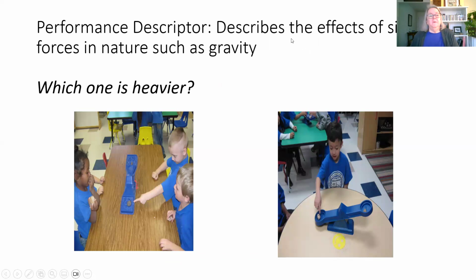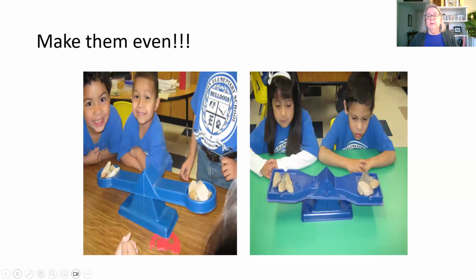So then, if we look at another performance descriptor, the effects of simple forces in nature, such as gravity, using a simple balance scale to determine which one is heavier. And this particular group of children really got interested in determining if they could make them even. They really kept trying to get it straight.